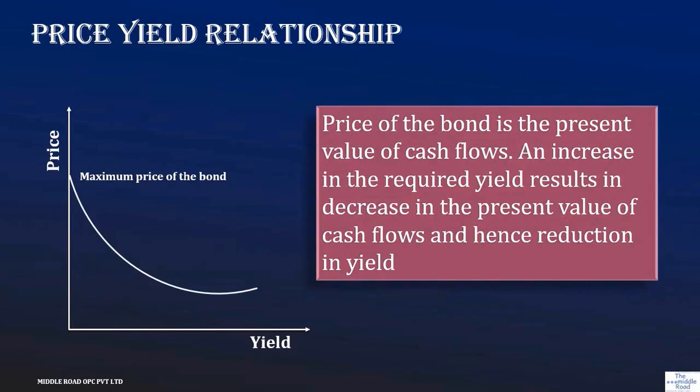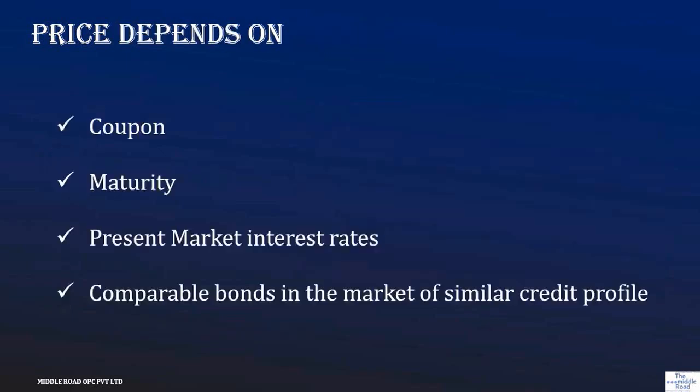As the discount rate, the required yield, increases, when you're discounting with a higher required yield, the price of the bond would come down. So it's inversely related. The price of the bond is inversely related to the yield of the bond.